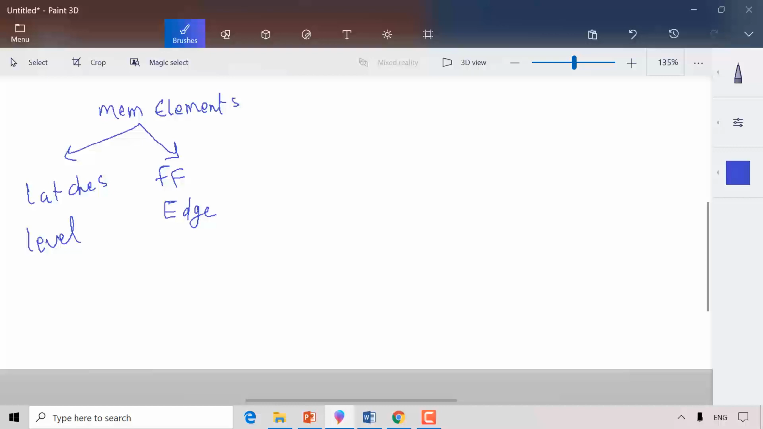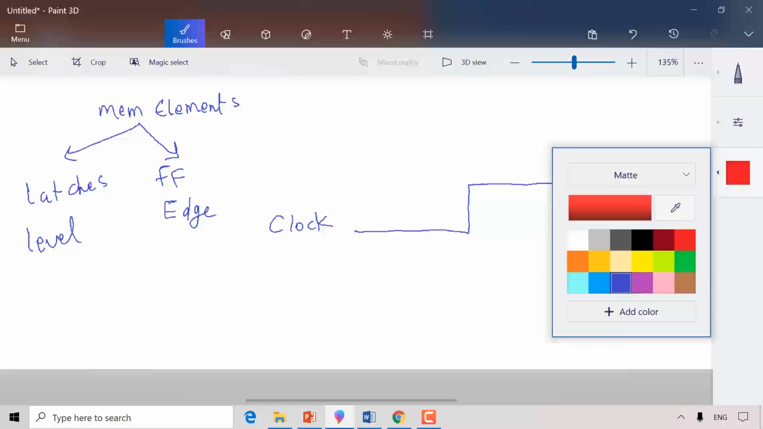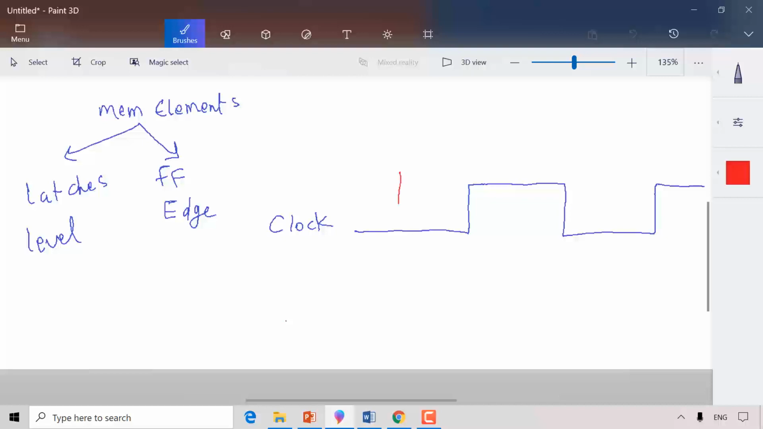So let's draw the clock here. This is the clock signal. For the flip-flop operation to be stable and correct, we have to pay attention to the following definitions of times. The very first is that the input of the flip-flop has to be stable before the edge. Remember, this is the synchronization edge. So the inputs have to be stable before the edge arrives. We call this the setup time.